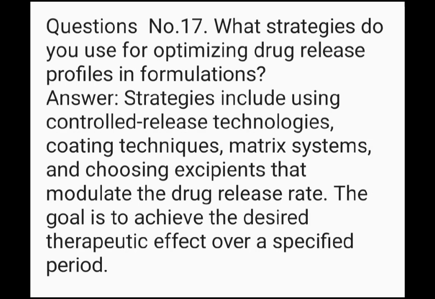Question number 17. What strategies do you use for optimizing drug release profiles in formulations? Answer. Strategies include using controlled release technologies, coating techniques, matrix systems, and choosing excipients that modulate the drug release rate. The goal is to achieve the desired therapeutic effect over a specified period.